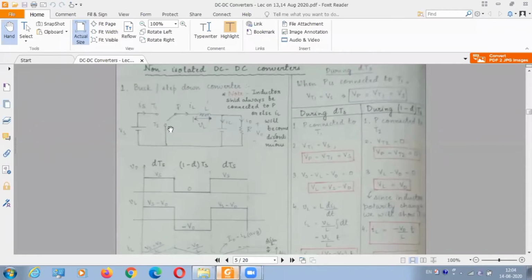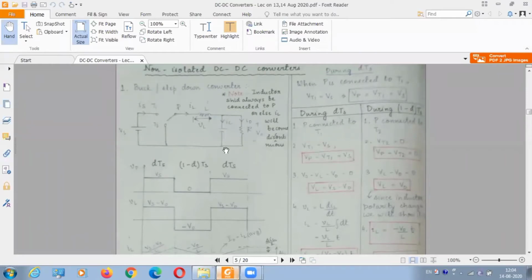Actually, when we are talking about power electronics, this switch has to be replaced. This single pole double throw switch has to be replaced by some power electronics device, which may be a MOSFET, IGBT, thyristor, or diode. In the first class, I showed you some of the devices, power diode, power MOSFETs and all. So we can replace this single pole double throw switch using power electronics devices. Then only it will become a complete buck converter in a power electronic circuit.